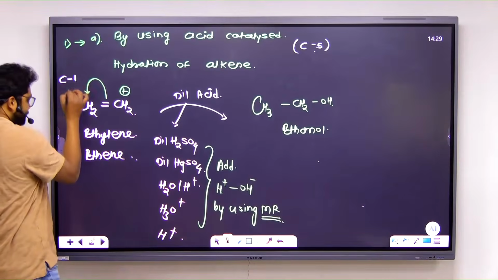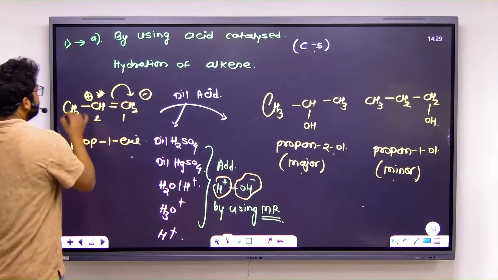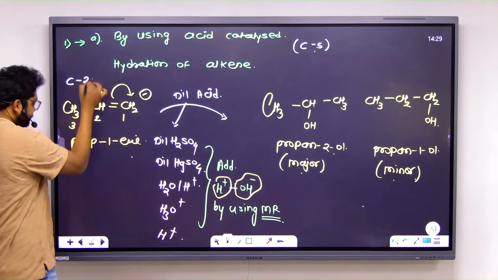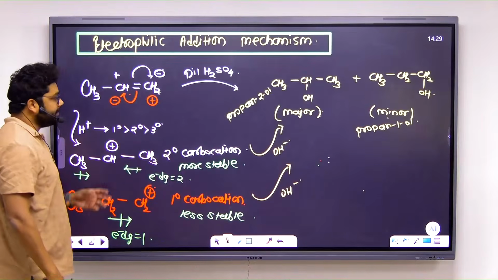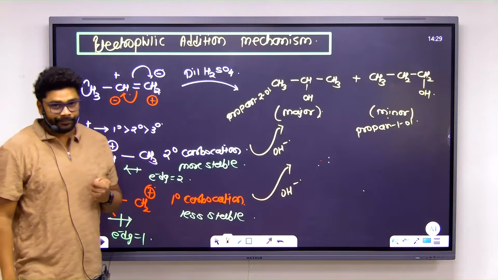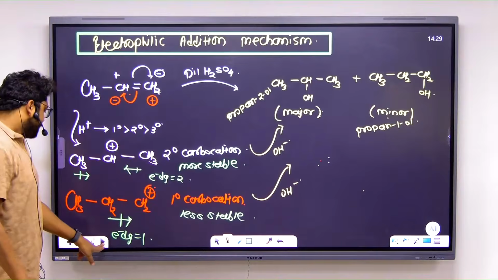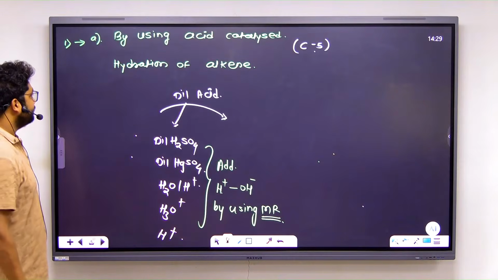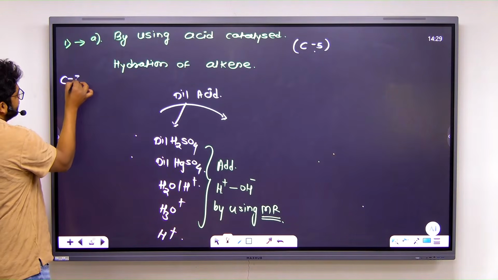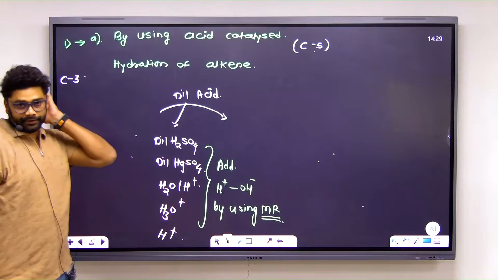It is your case 1. When there is Markovnikov's rule, it is your case 2. And now we understood the mechanism behind that. Okay, let us try to move forward to another example, that is case number 3.